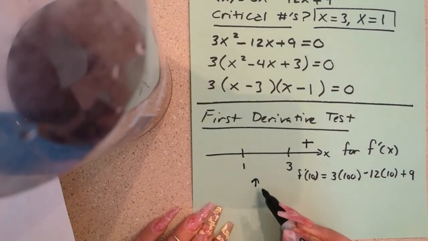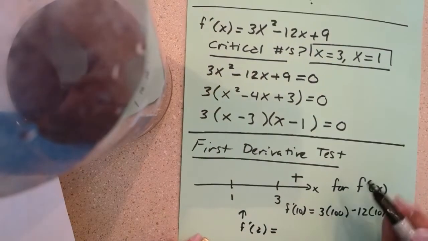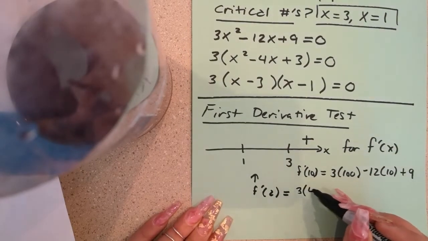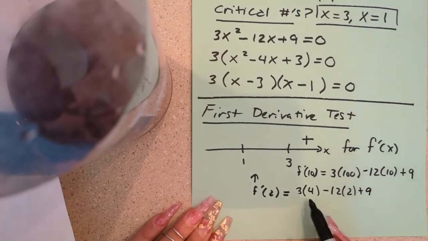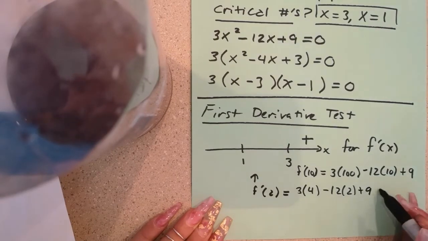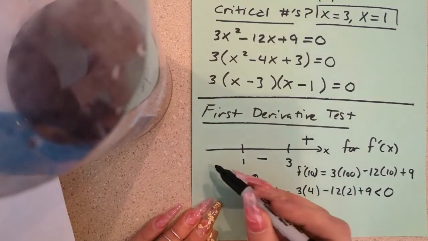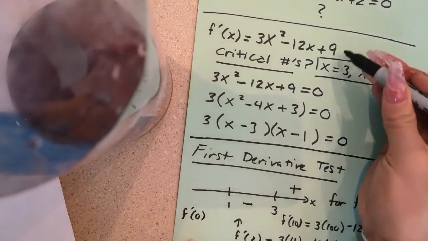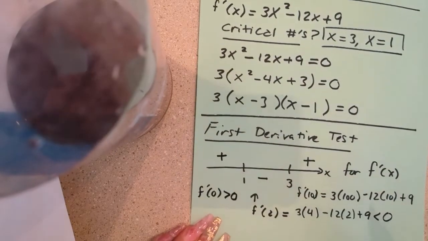If I was to plug in, say, a 2, that'd be 3 times 4 minus 12 times 2 plus 9. So that's 12 minus 24 plus 9. That's less than 0. That's a negative. What about f prime of 0? That should be the easy one. If I put 0 in here, that would just leave me with 9. So that's positive.